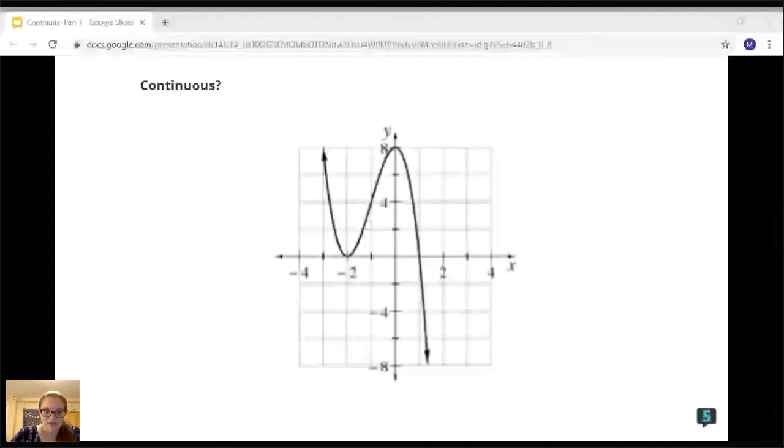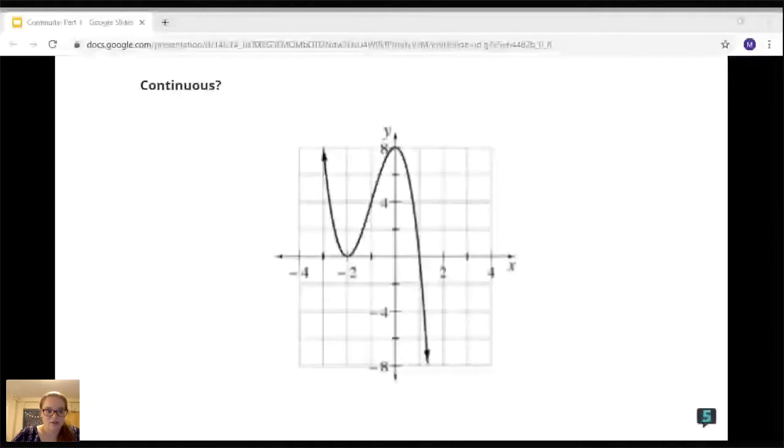Do we think this graph is continuous? Can we draw it without picking up our pencil? Awesome, I'm seeing lots of yeses. Yes, it is continuous, great. It's not necessarily straight, but it doesn't have to be straight to be continuous. It just has to not have a place where it stops or a place where we would have to pick up our pencil to move to a separate part of the graph. Awesome. Okay, we're gonna look at the next graph now.